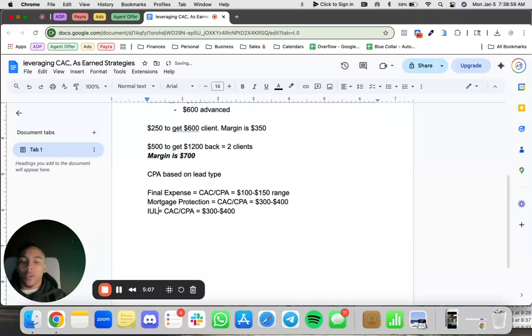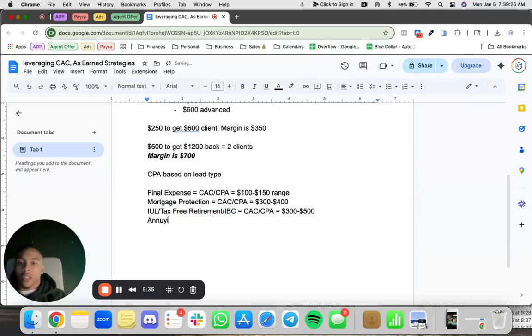IUL. So pure IUL and like tax-free retirement. Like, so let's say like IBC, whatever you want to call it. Typically, this is going to also be like $350 to about $500. Now, the reason why this range is different is because if you're more heavy on a simplified issue, it's going to be on the lower end, right? So actually, my bad, $300. But if you're on the heavy tax-free retirement, infinite banking, it's going to be higher, right?